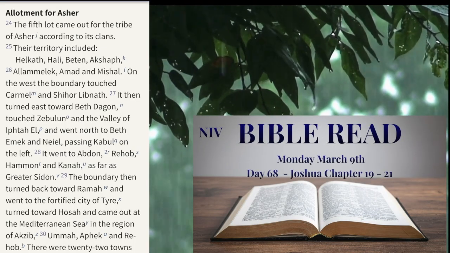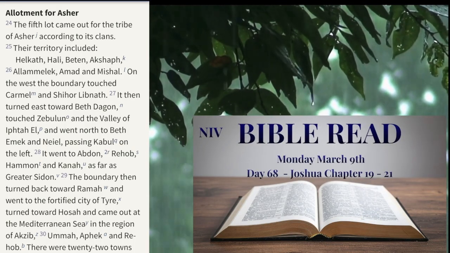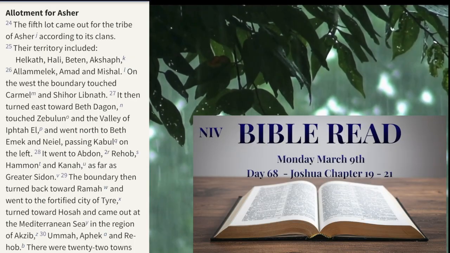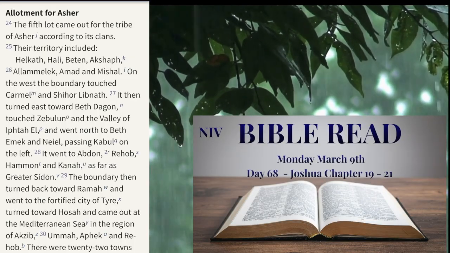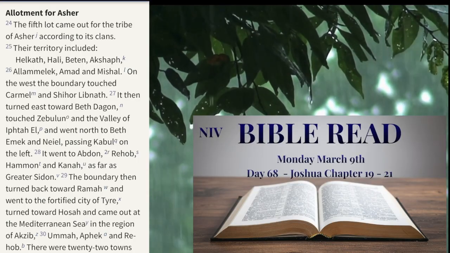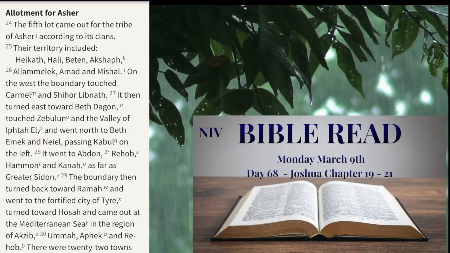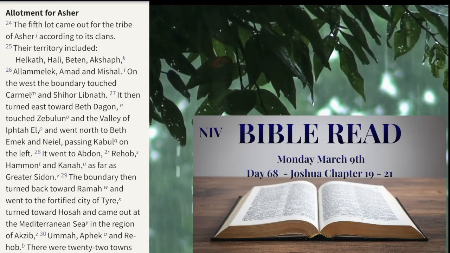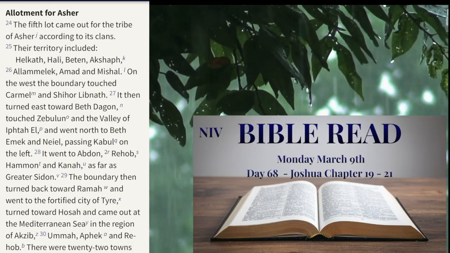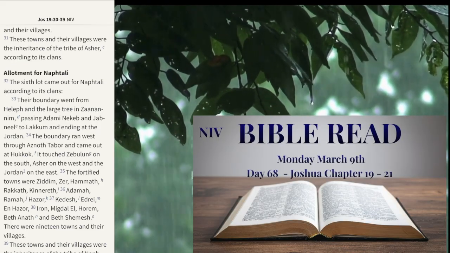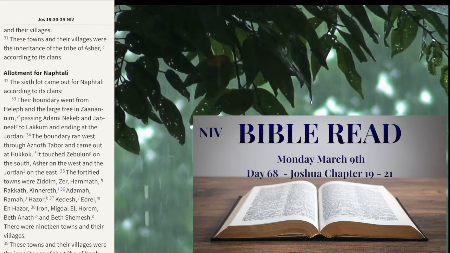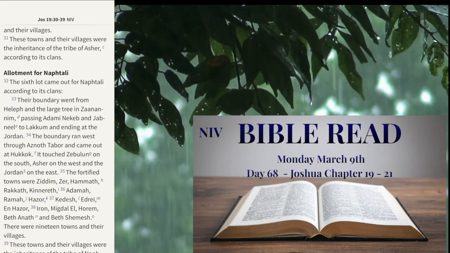It went to Abdon, Rehob, Hammon, and Kanah, as far as Greater Sidon. The boundary then turned back toward Ramah, and went to the fortified city of Tyre, turned toward Hosah, and came out at the Mediterranean Sea in the region of Akzib, Ummah, Aphek, and Rehob. There were 22 towns and their villages. These towns and their villages were the inheritance of the tribe of Asher, according to its clans.